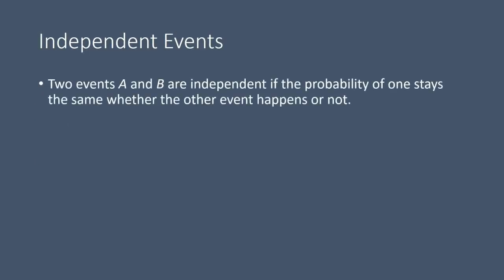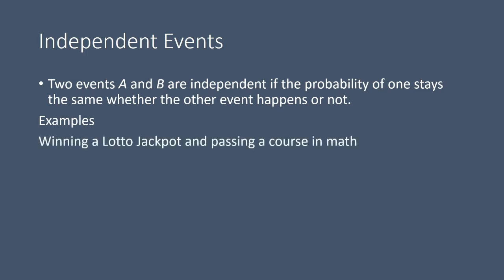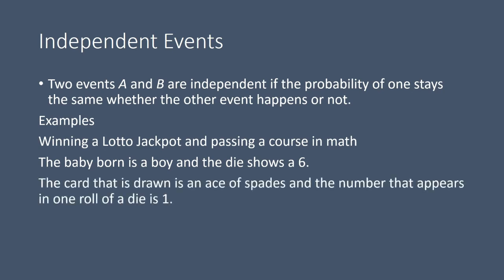Two events A and B are independent if the probability of one stays the same whether the other event happens or not. And what could those be? What are some examples of independent events? Winning a lotto jackpot and passing a course in math. The baby born is a boy, and the number that shows after rolling a die is 6. The card that is drawn is an ace of spades, and the number that appears in one roll of a die is 1.